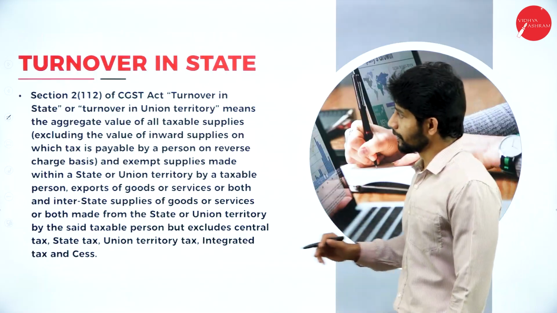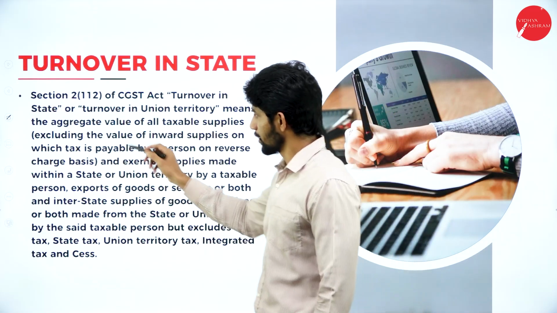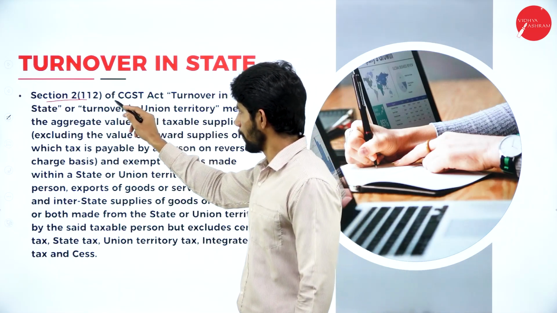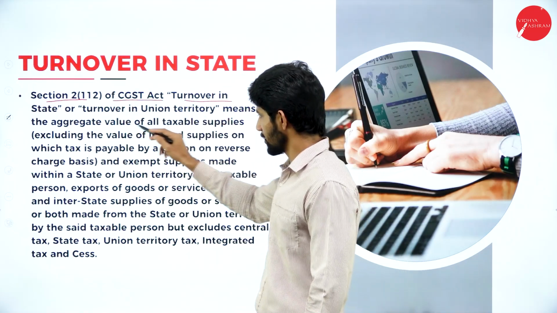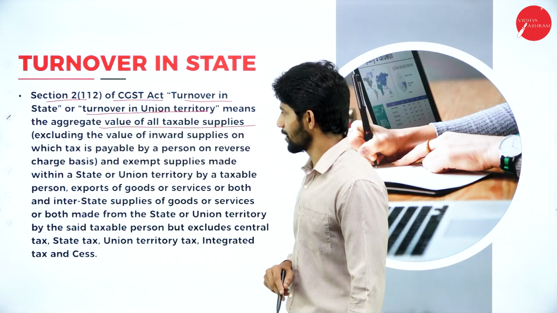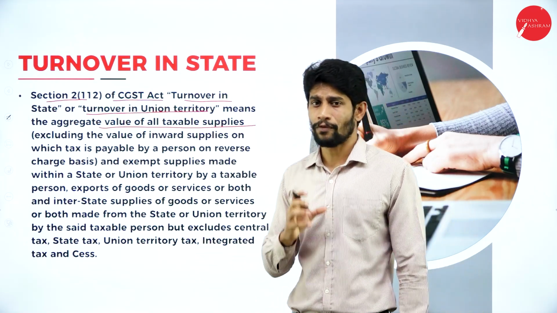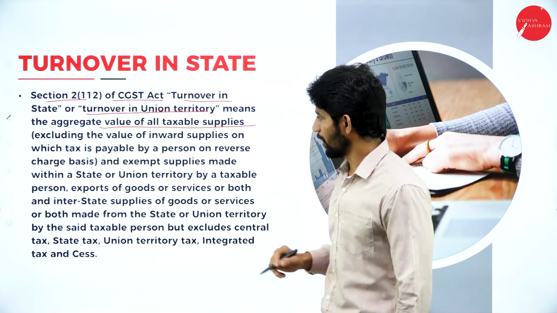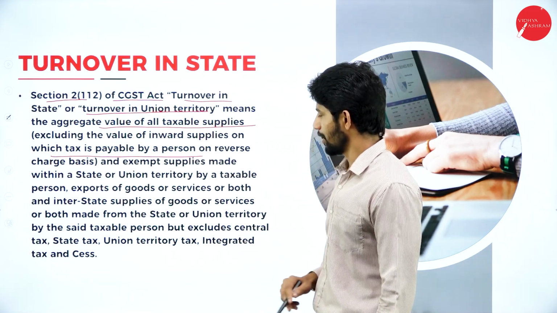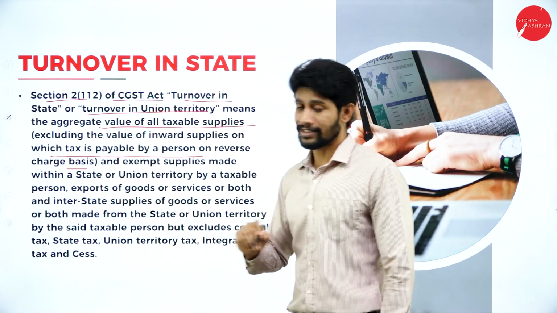So moving further, next one is turnover in state. So what is this turnover in state? Turnover in state, section 2 subsection 112 of CGST Act. Turnover in state or turnover in union territory means the aggregate value of all taxable supplies. Yes, turnover in state is nothing but the aggregate value of all the supplies. Which tax is payable by a person on reverse charge basis, that is excluded.